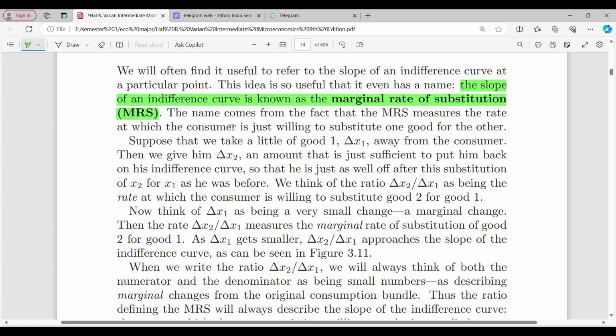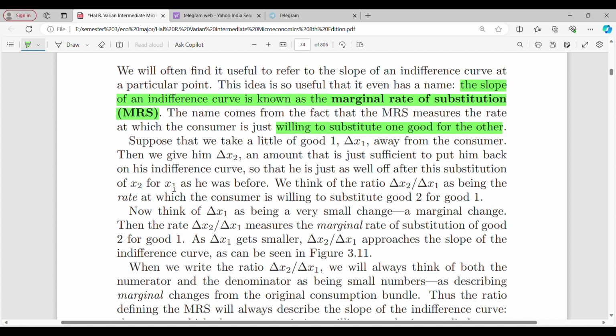The name comes from the fact that the MRS measures the rate at which the consumer is willing to substitute one good for the other. Okay. Willing to substitute one good for the other. This is the meaning of marginal rate of substitution. So at what rate is he willing to substitute? That is the marginal rate of substitution.